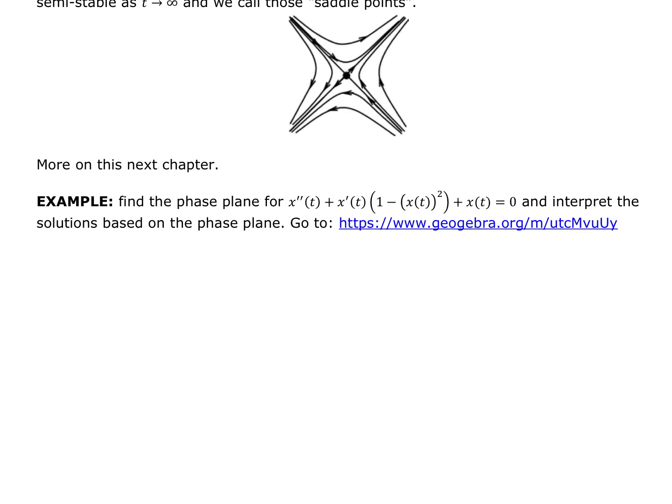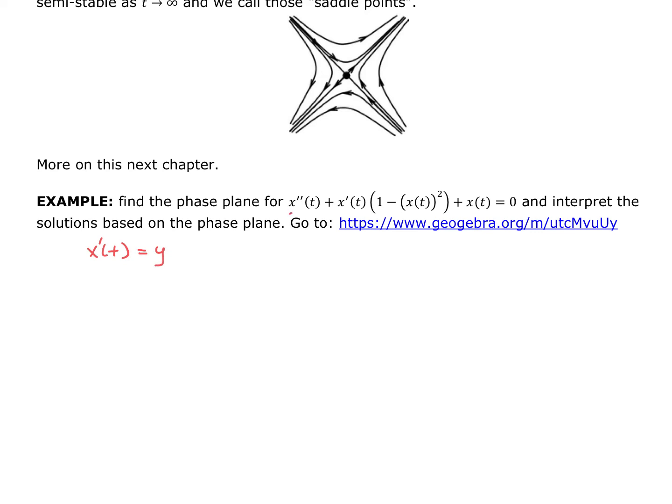For the phase plane, x double prime of t plus x prime of t times (1 minus x squared of t) plus x of t is equal to 0. Find the phase plane and interpret those solutions. I would like you to go here to figure out what this phase plane would look like. Now, what I need to do is figure out, based on GeoGebra, how to type this in. I'm going to let x prime of t equal y.